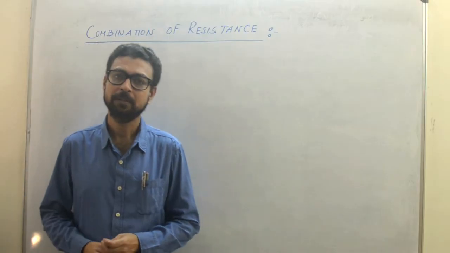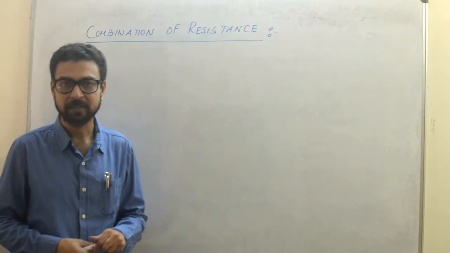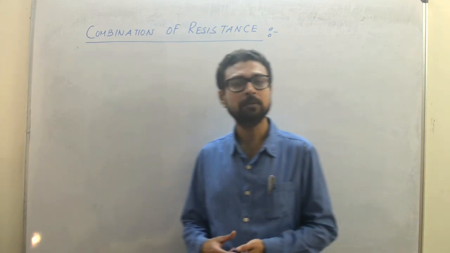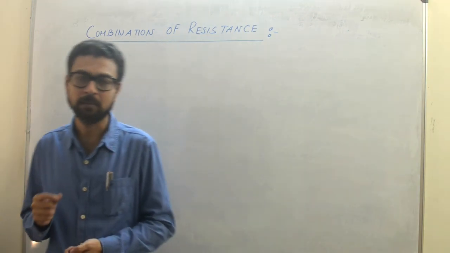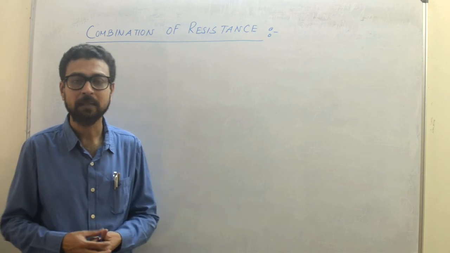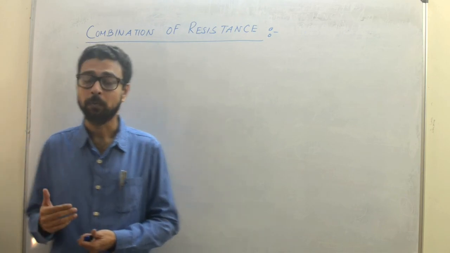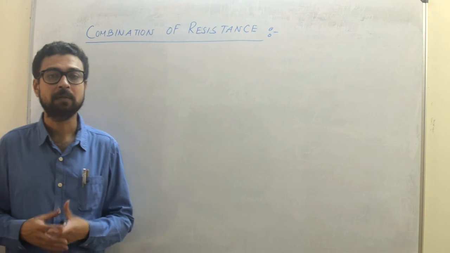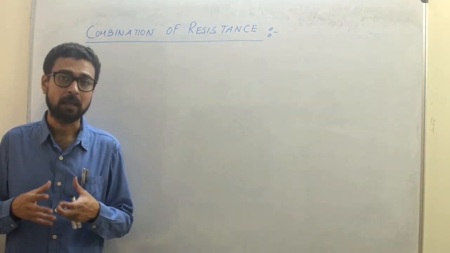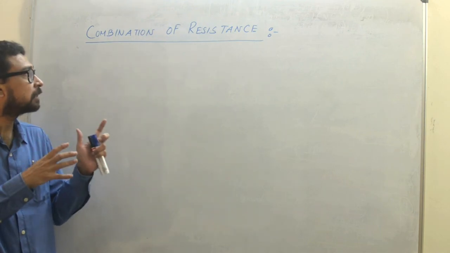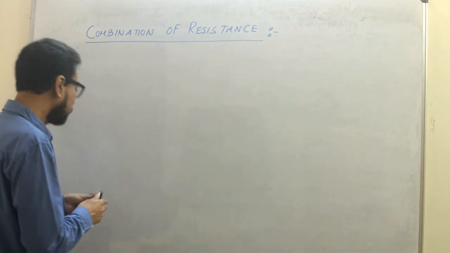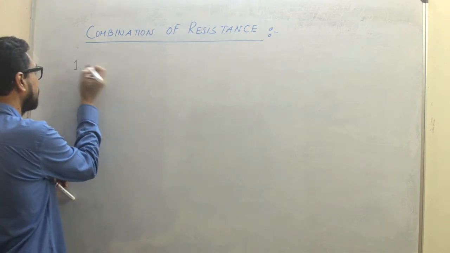Now we are going to learn a very interesting topic in current electricity, which is the combination of resistances. In real practice we don't use a single resistance; we use a lot of resistances together. That is why we should know the effect of combining many different resistances and what it gives us. You should also know that there are two different types of combination.